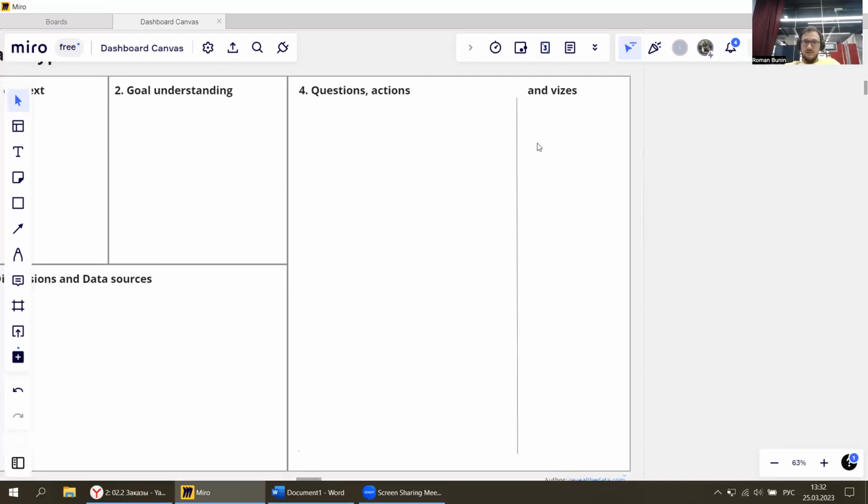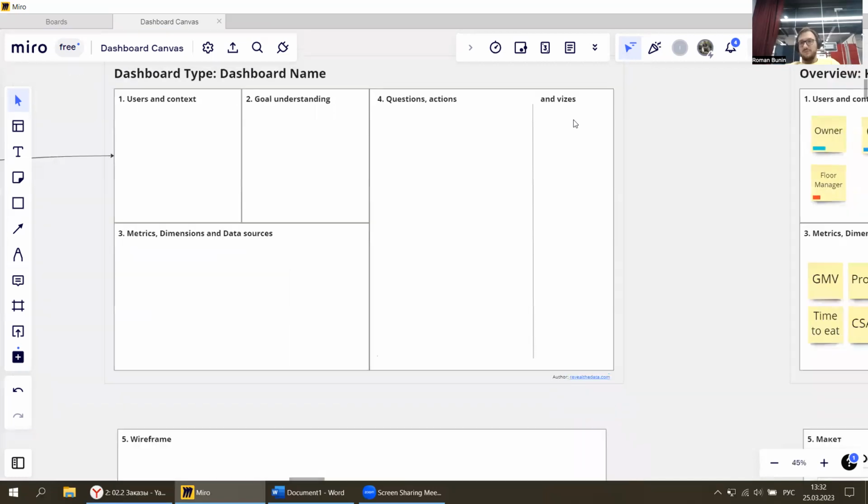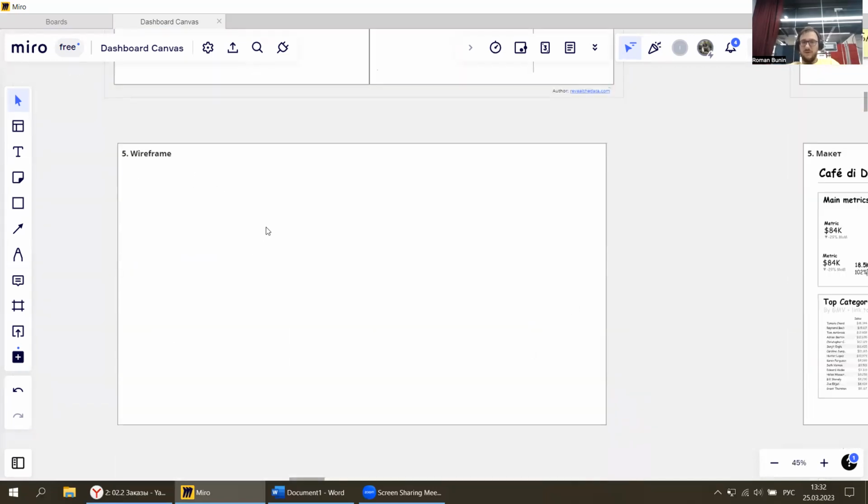When we have questions, for each question we should provide the type of visual we are going to use. Not the exact design, but just the type: bar chart, line chart, pie chart, a table, and so on. When we have all of the visuals, we create a wireframe, and that's how we get a layout of our dashboard.